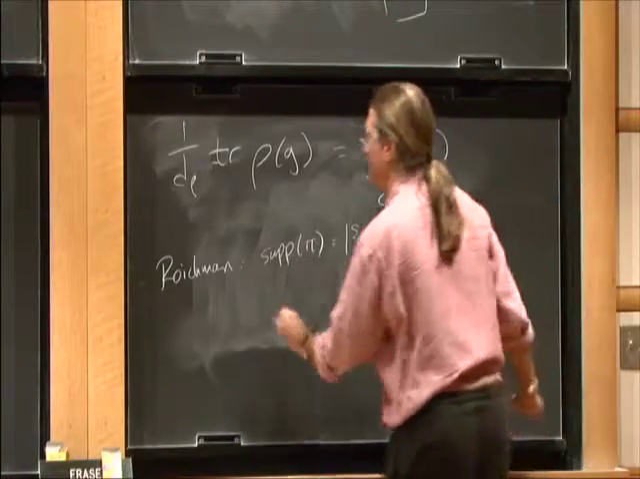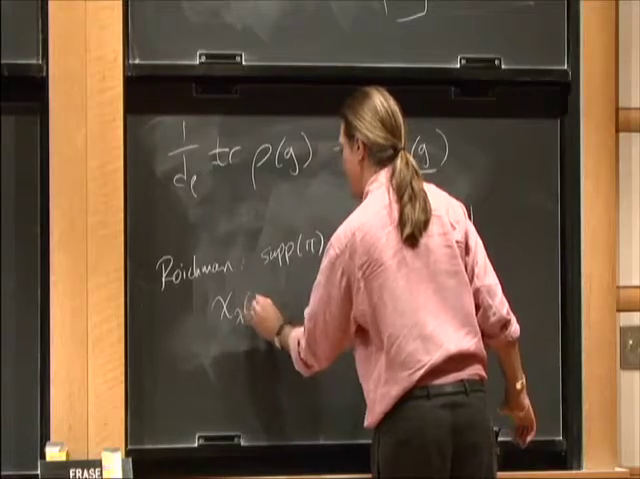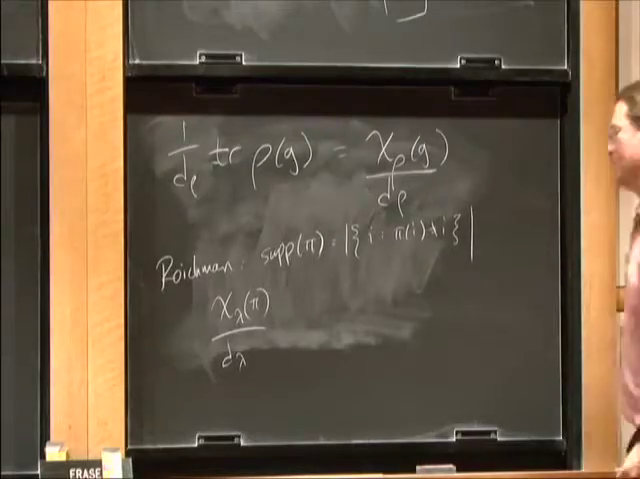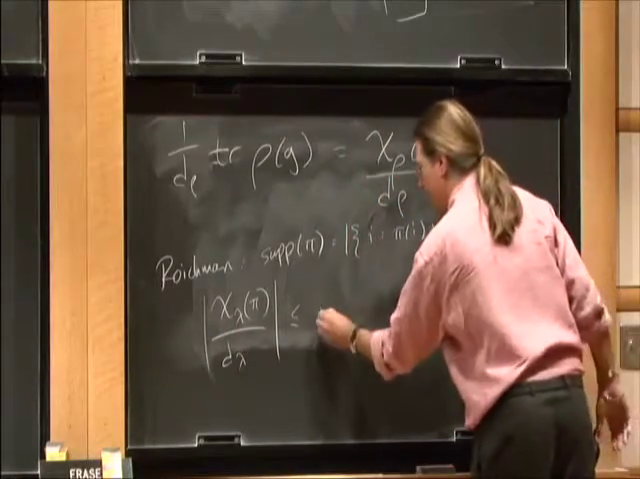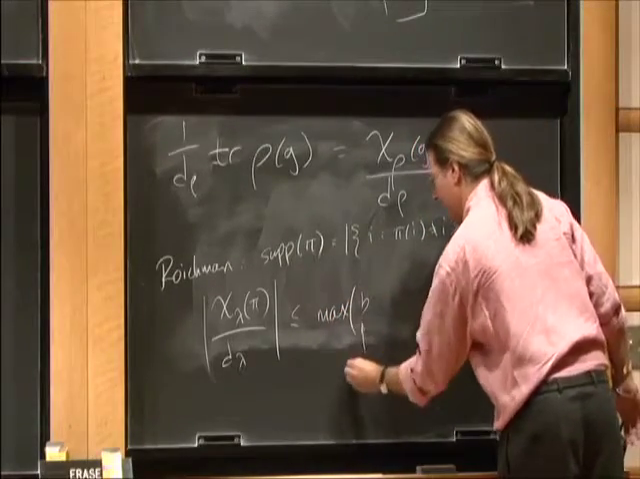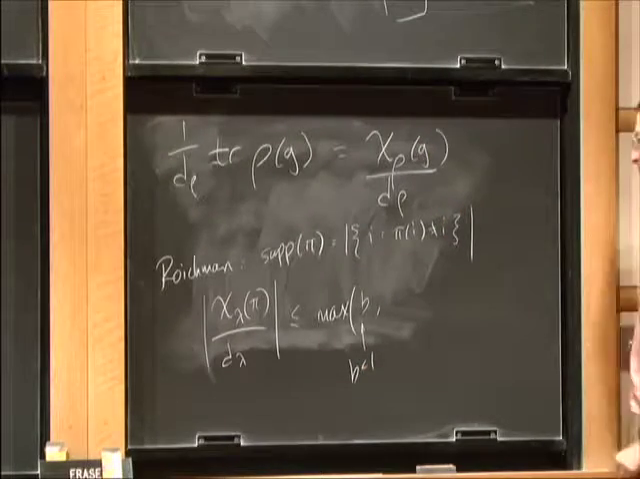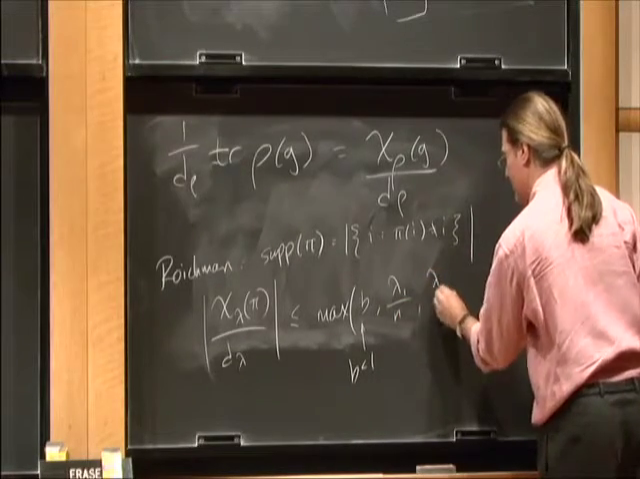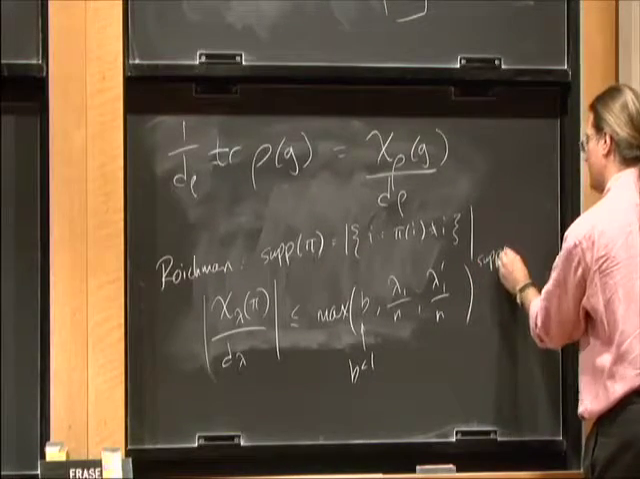So Roichman says that the normalized character of a permutation at a representation of the symmetric group, in absolute value, is less than or equal to the maximum of some universal constant, which is independent of n and everything else, and then the width divided by n, or the column height divided by n, all of this raised to the power of the support.